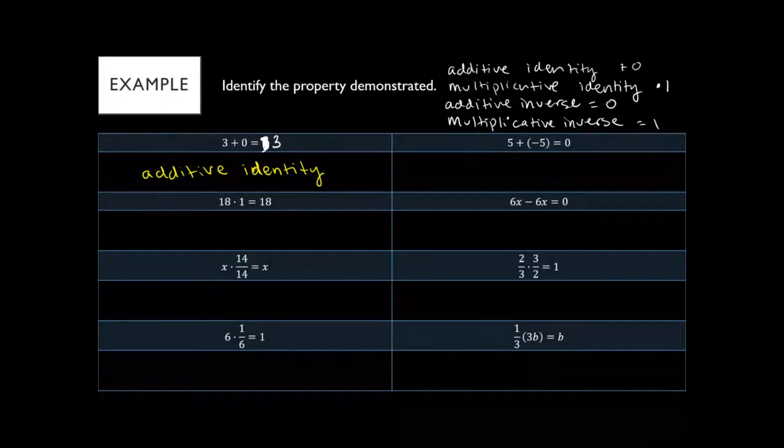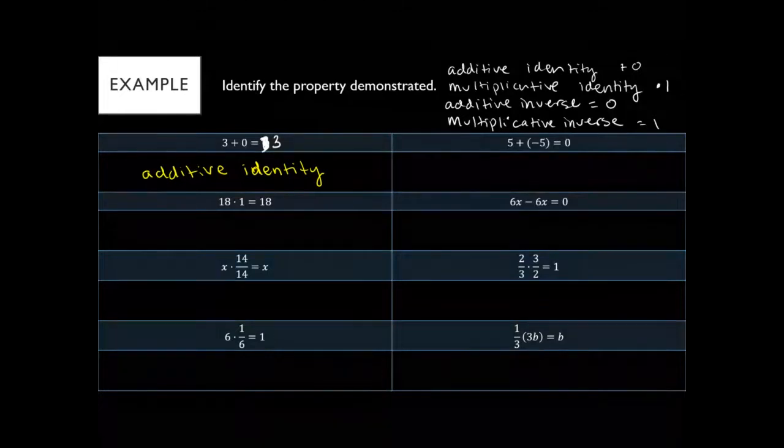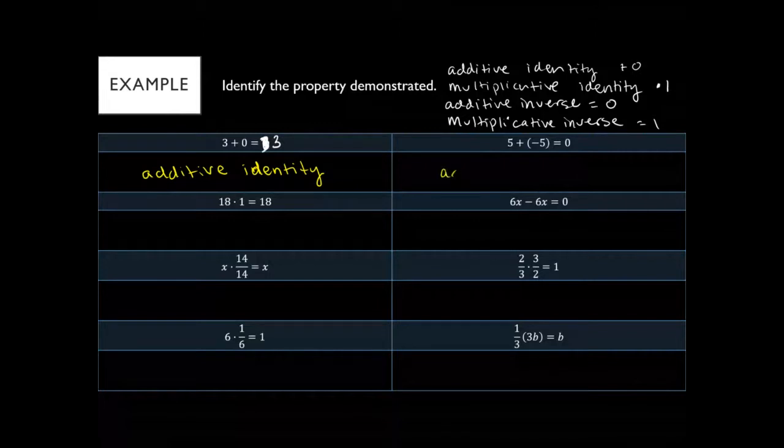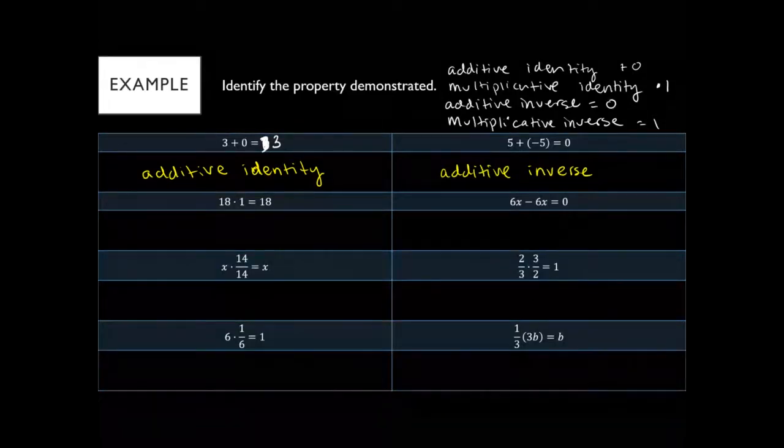What about the one on the right? We have 5 plus -5 equals 0. So which property is that one? Additive inverse. That is correct. It is basically canceling out, and it's resulting in 0. So that is the additive inverse property, or the inverse property of addition, which I just call additive inverse because it's a lot easier.